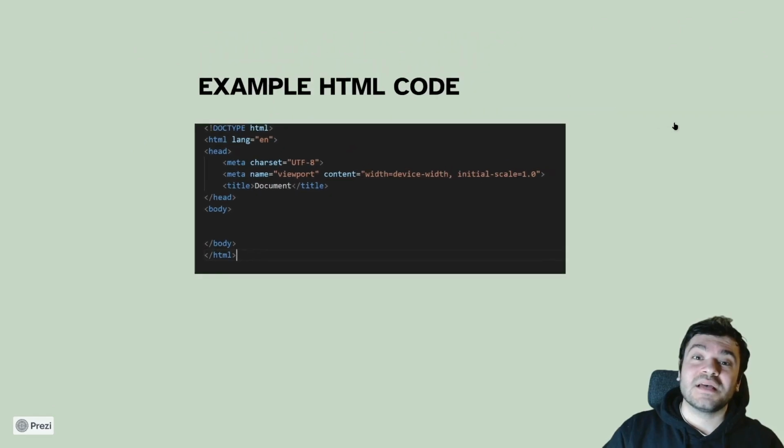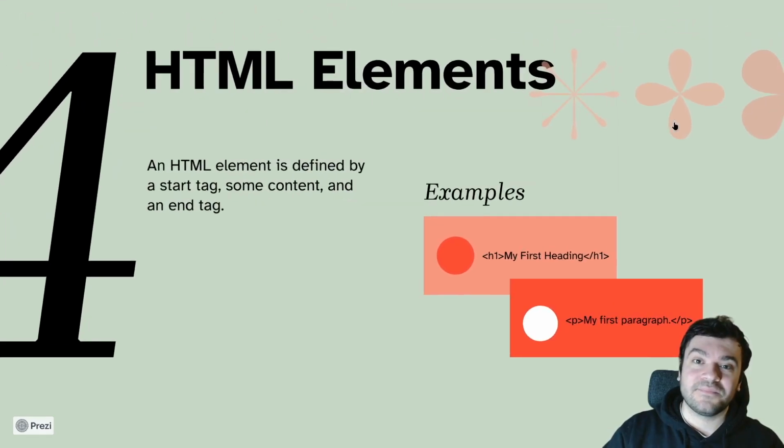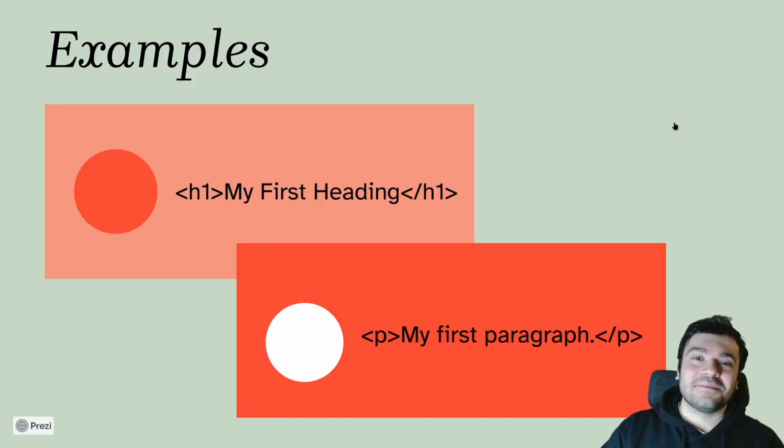Now let's try to understand what the HTML elements are. An HTML element always contains a start tag, some content, and an end tag. Here are the examples. First example is H1. We will see what those mean soon. As you can see, there is a start tag, my first heading as a content, and a closing tag. In the second example, we have got P, my first paragraph, then closing P. Those opening tag, content, and closing tag create HTML elements.